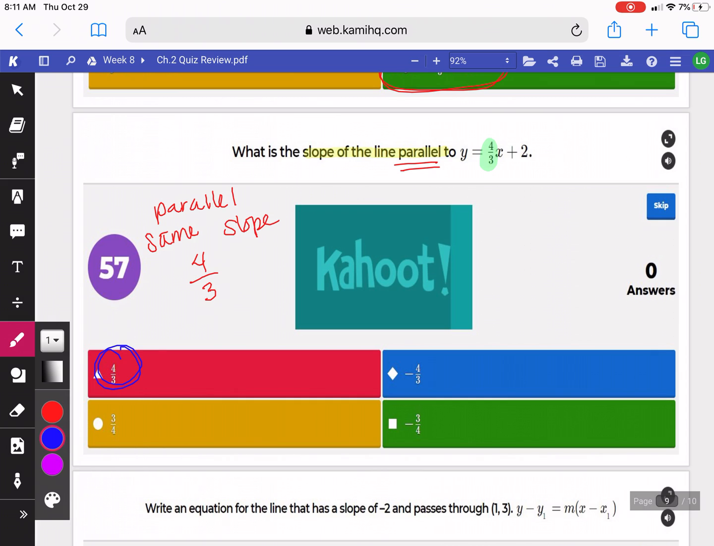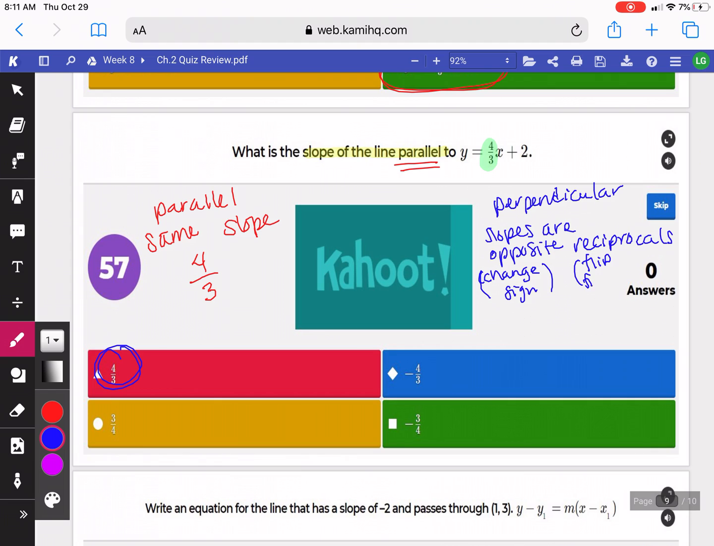Now, they might not ask parallel. Another term we learned was perpendicular. Perpendicular lines, the slopes are opposite reciprocals. If they had asked perpendicular, opposite reciprocal means you're going to change the sign. And reciprocal means you're going to flip the fraction. So if they had asked perpendicular instead, you would have to do these two things. So instead of 4/3, it would become negative 3/4. So parallel lines, same slope, perpendicular lines are opposite reciprocals.